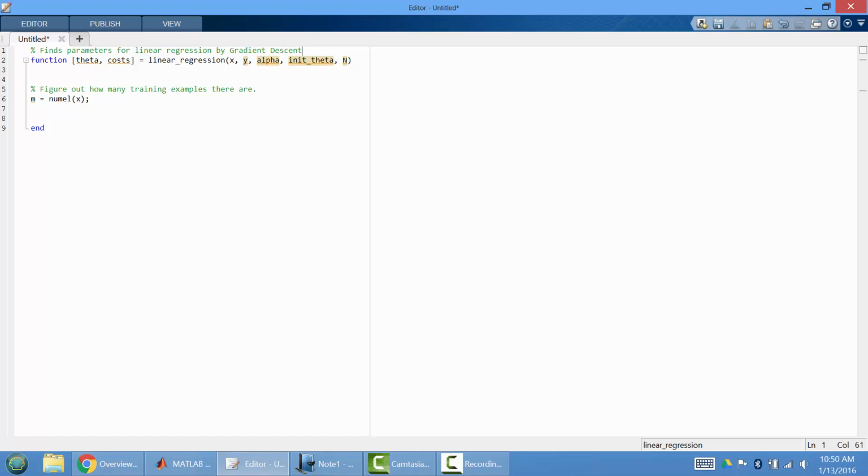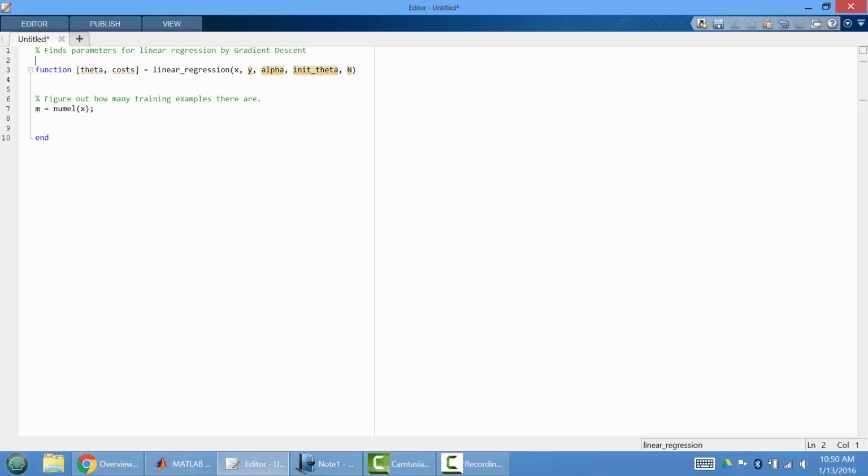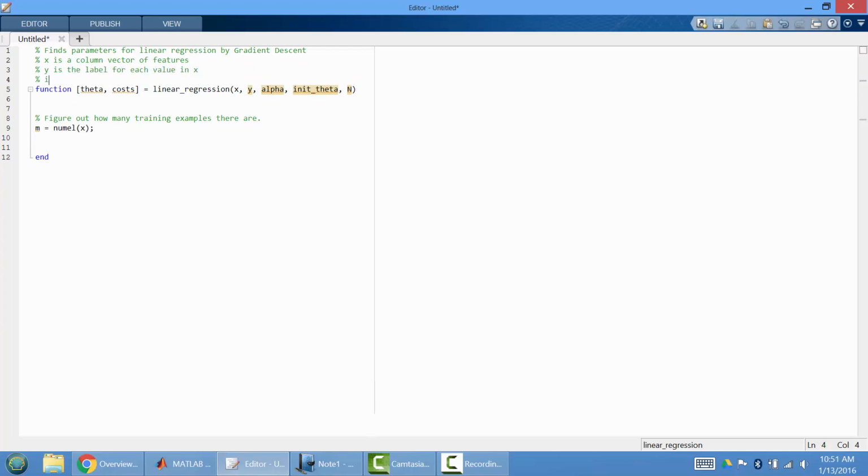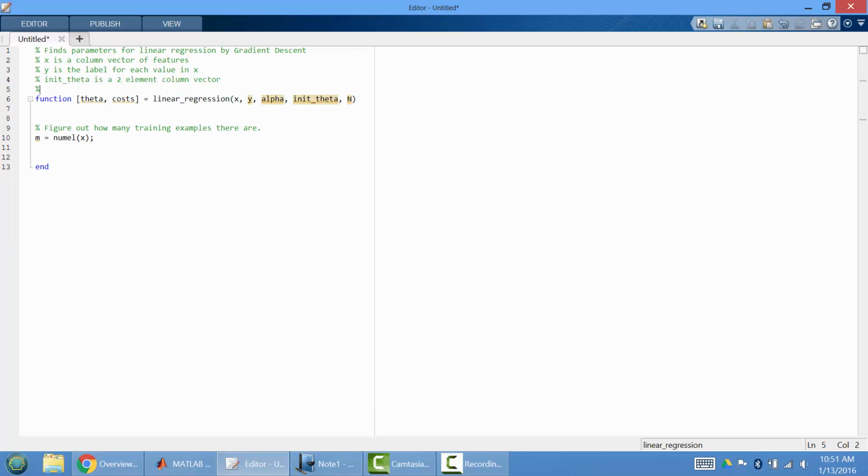I'm going to post this code on the course website so you can download it and run it yourself. So x is a column vector of features, and y is the label for each value in x. Init theta is a 2-element column vector, and n is the total number of iterations. You first figure out how many training examples there are.